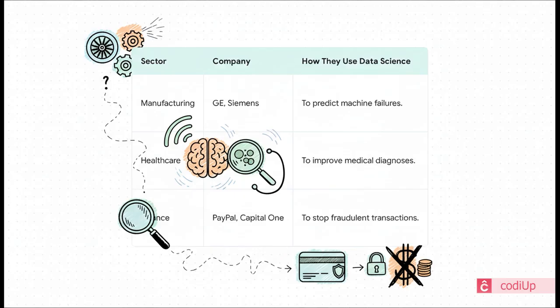In finance, PayPal and others analyze millions of transactions in milliseconds to stop fraud before it goes through. And in healthcare, AI is being trained on the same kind of process to look at medical images and help doctors spot diseases earlier and more accurately. The mystery is always different, but the method for cracking the case, it's the same.